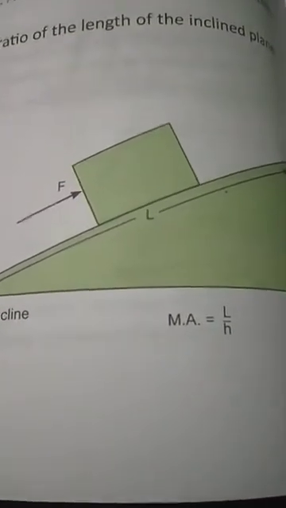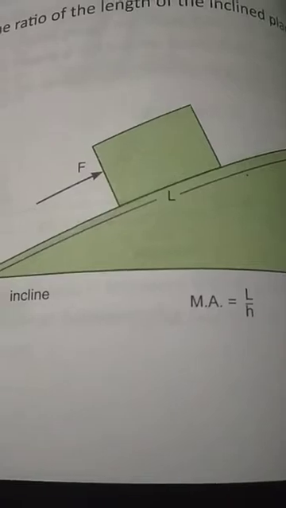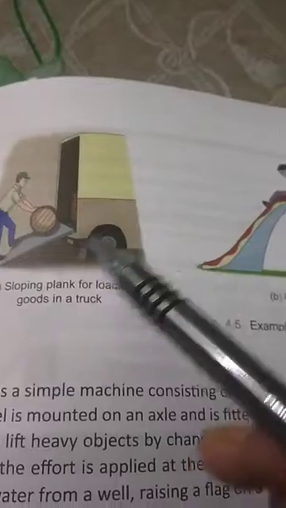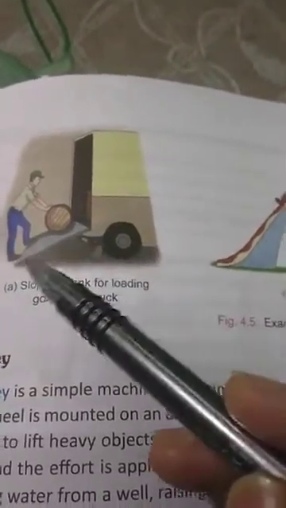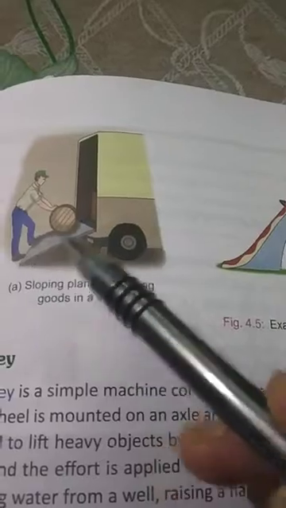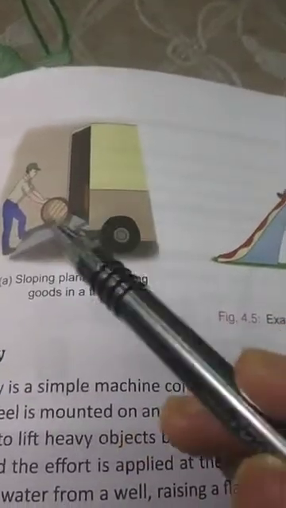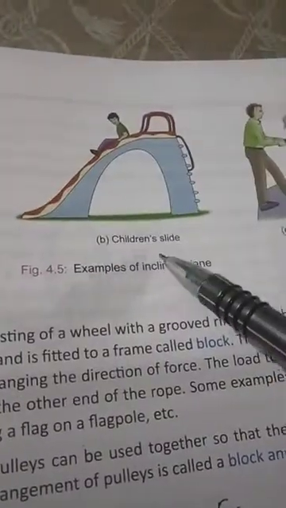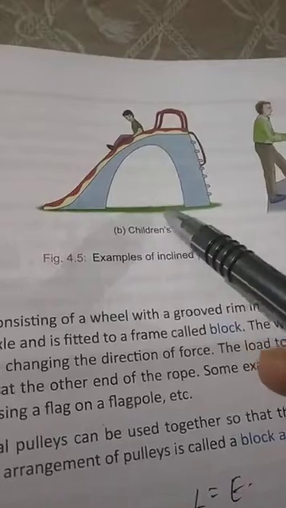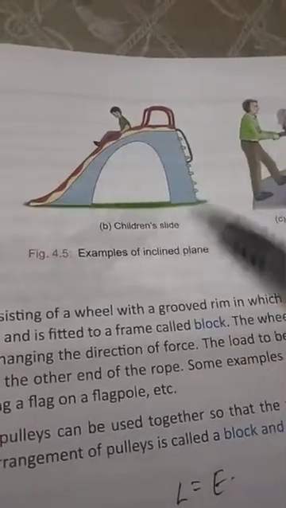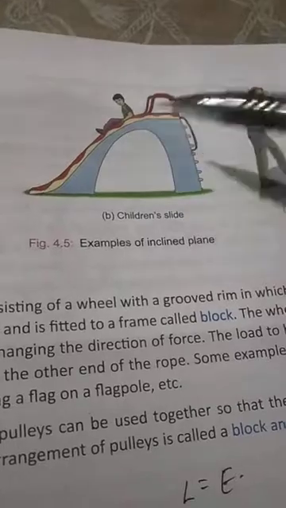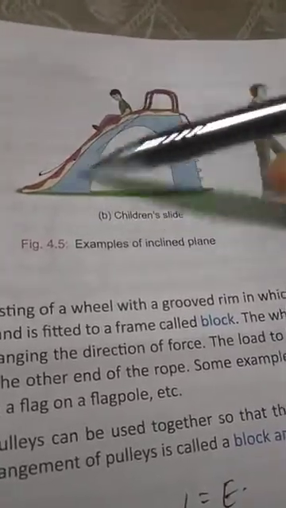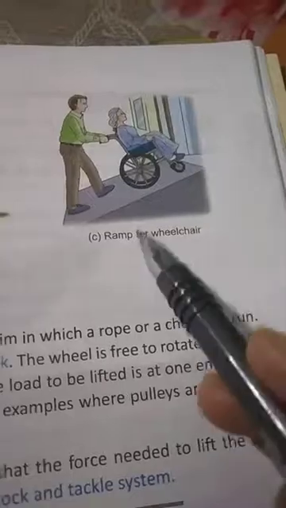You must have seen many examples, but just see them to understand clearly. This sloping plank for loading goods in a truck is a good example of an inclined plane. You can see this slanting plane is used to lift up this big block of log. Or you can see this also, a children's slide. It is also used as an inclined plane. Heavy loads can be moved up and down through this. This is also an example because it is a slanting surface. The surface is like this. Look here.